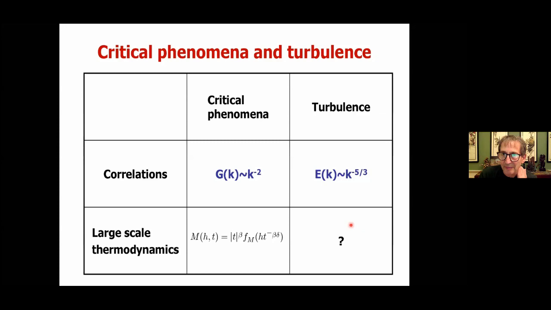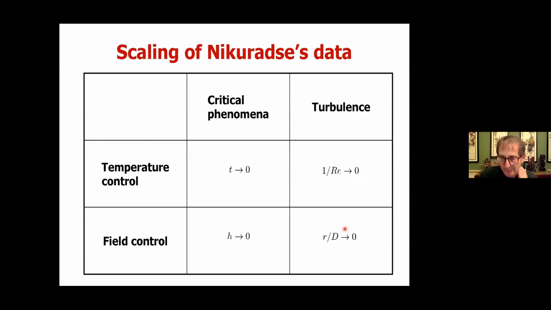And I'm going to show you how we can work out what this formula is. So let's draw a data dictionary between critical phenomena and turbulence. So here, in critical phenomena, you have two types of control that get you to the critical point. One is you have to have the right temperature. The other is you have to have the right external field. In fact, you have to have zero external field, and the temperature has to be TC, which means the reduced temperature has to go to zero. So that's how you get to the critical point.